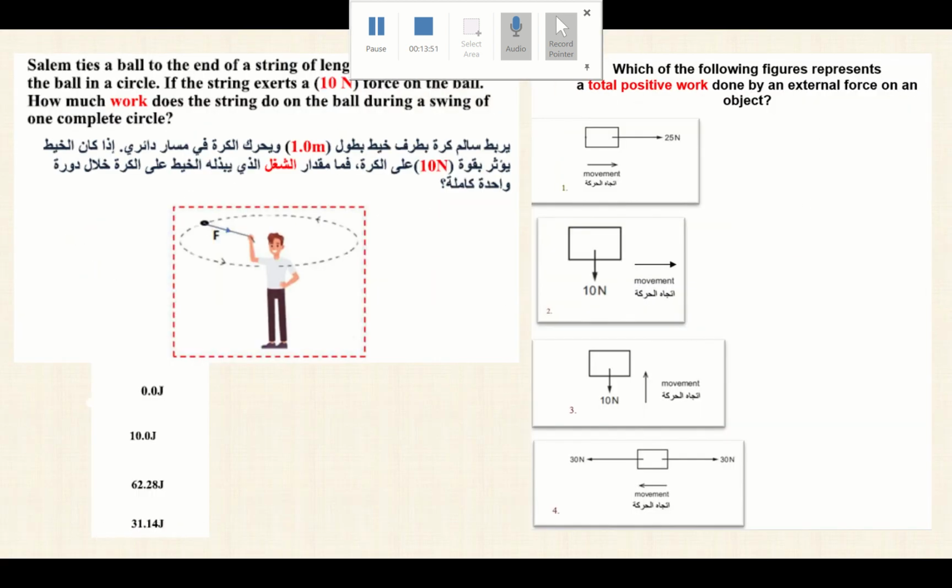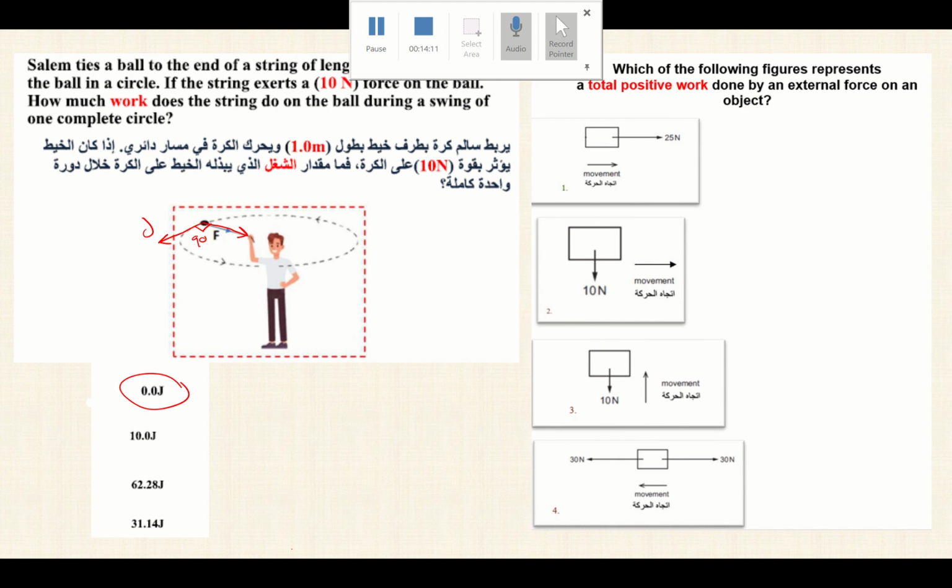Similarly, here we have the force applied on the ball towards the hand of the person, and the displacement is always perpendicular to it in circular motion. So the angle between F and D is 90, and hence the work done by that force is 0.